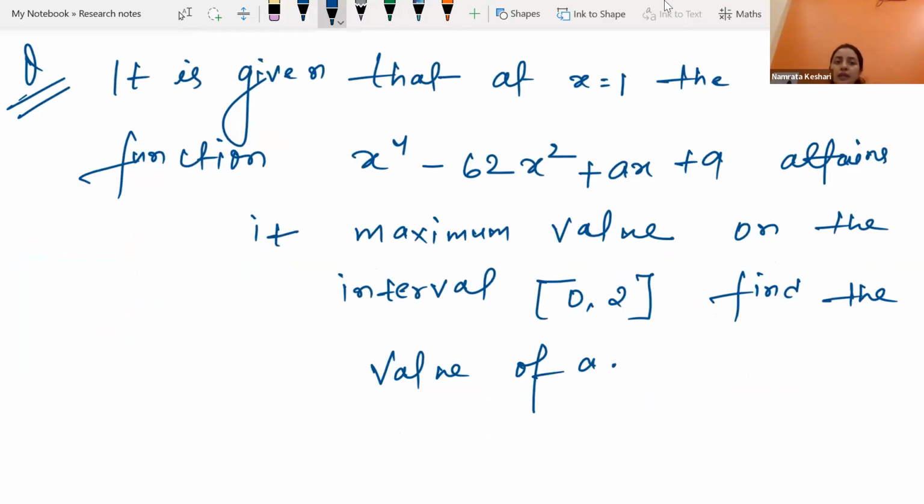Let's do it now. Here the question says that it is given that at x equals 1, the given function attains its maximum value in this interval. Find the value of a. What can be done over here, Fatima?